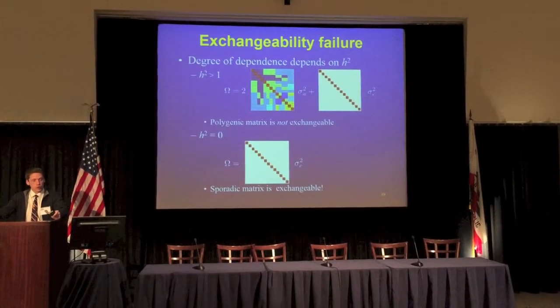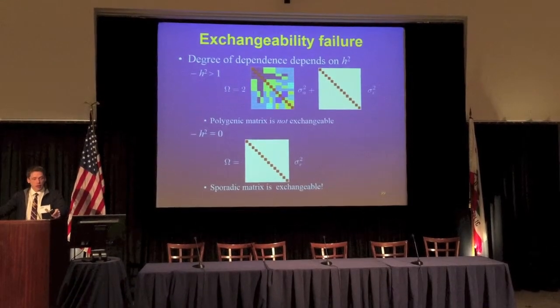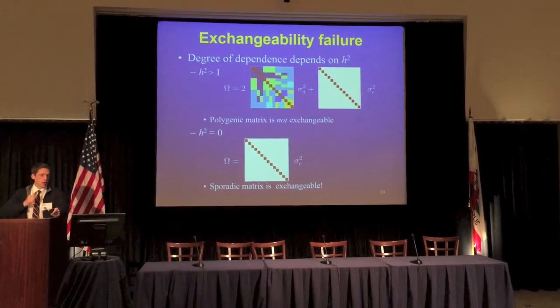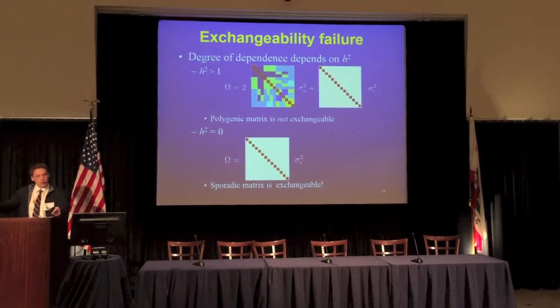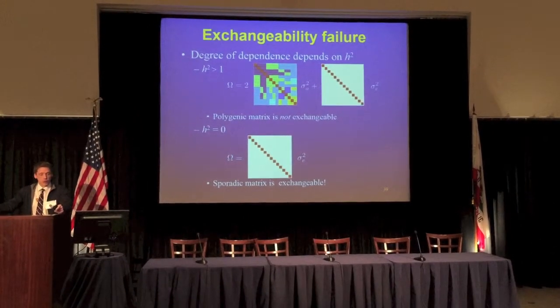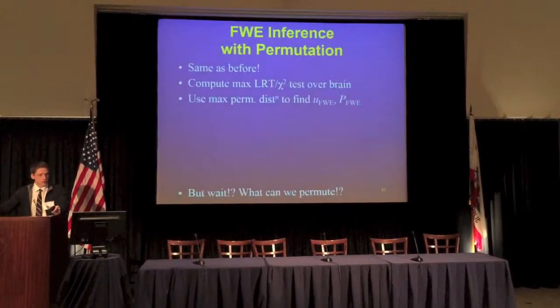And there is no easy way to do it because there is a failure of exchangeability. The degree of dependence depends on h squared. And so the polygenic matrix is not exchangeable at all because it's not at all a symmetric matrix, while the sporadic matrix is exchangeable, but that doesn't help us all that much.